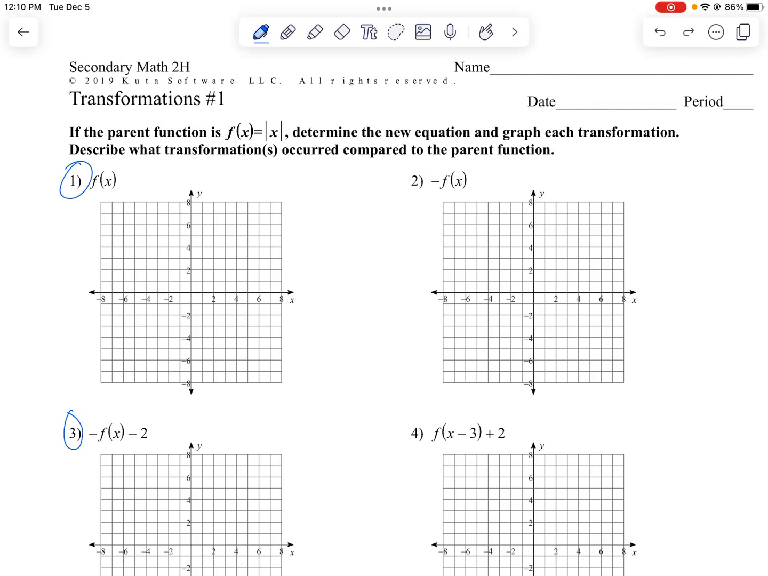Hello, ladies and gentlemen. Time for a little overview of what to do with transformations. Number one, it's a little bit different kind of assignment, only because it's asking you to specifically write out the transformation. So let's dive into it.